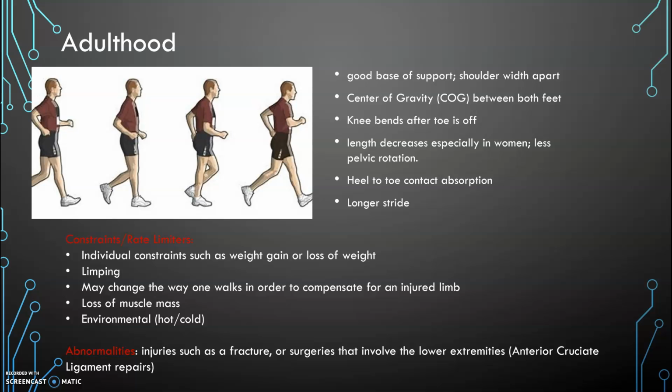Environmental factors would be smoking or pollution, also not eating healthy food that can replenish the body with vitamins or minerals. Abnormalities would be injuries such as a fracture or a sprain or any type of surgery that may involve the lower extremities, such as an ACL tear, or what is called an anterior cruciate ligament, that affects the knee. And sometimes a person will be immobilized by wearing a brace or a knee immobilizer and using crutches in order to walk.